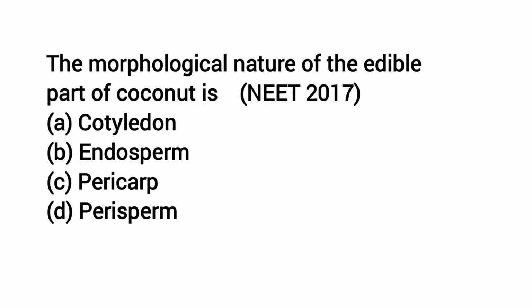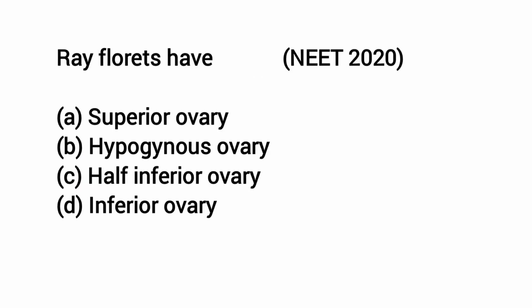Next one, the morphological nature of the edible part of the coconut is. Again, coconut is a drupe, and the edible part of the coconut is known as endosperm. Coconut has a double endosperm, that is liquid endosperm and cellular endosperm, which is nothing but the white edible part. So endosperm, option B, is the correct answer for this question. We'll move on to the next question, which is from the year 2020.